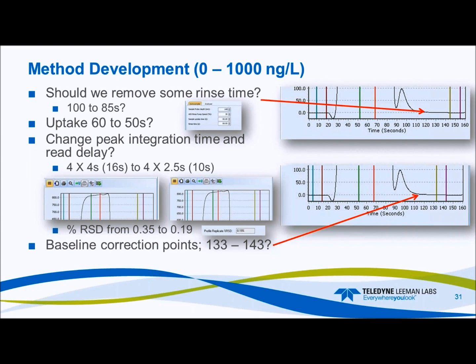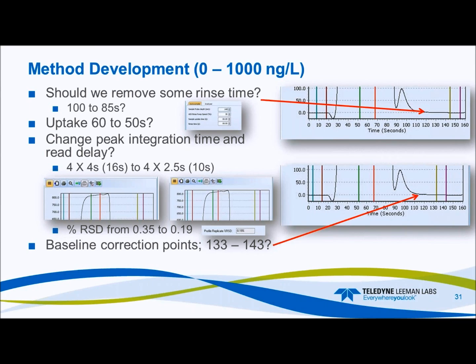So should we remove some rinse time in this since it was quite flat and quite long? Let's give it a go. So let's take and go from 100 to 85 seconds. What about the uptake? Should we leave it at 60? Should we change the peak integration? It seemed like it was a long flat plateau or somewhat. So right here, when I make these changes, I can do it in real time right in the method editor, and I can see the effect. So we got cause and effect right here.